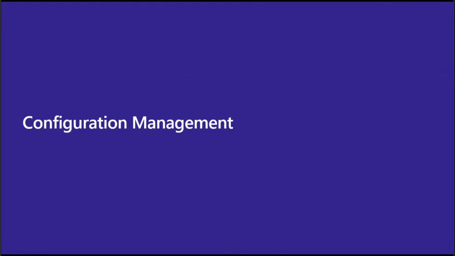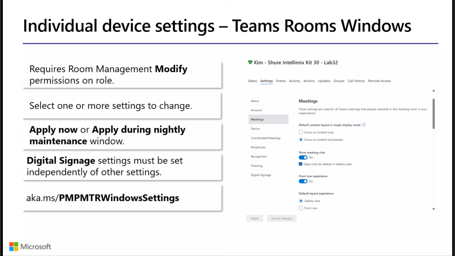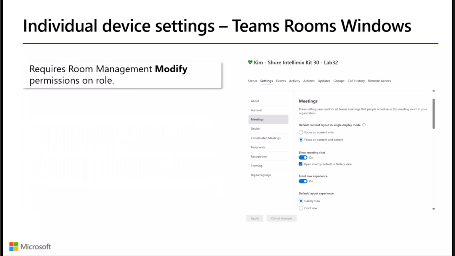Configuration Management. For Teams Rooms on Windows, you are able to manage individual device settings remotely from the portal. Your role assignment must have the Modify permission enabled under the Room Management permission. From the Room's dashboard, you can access a room's settings by selecting the Settings tab. You can change any setting to apply it to the device.